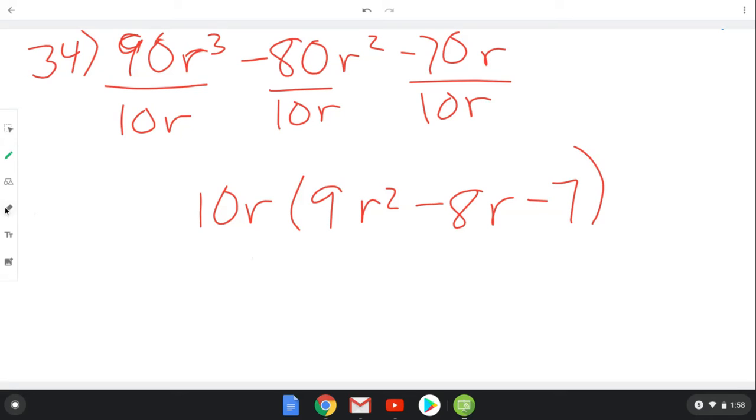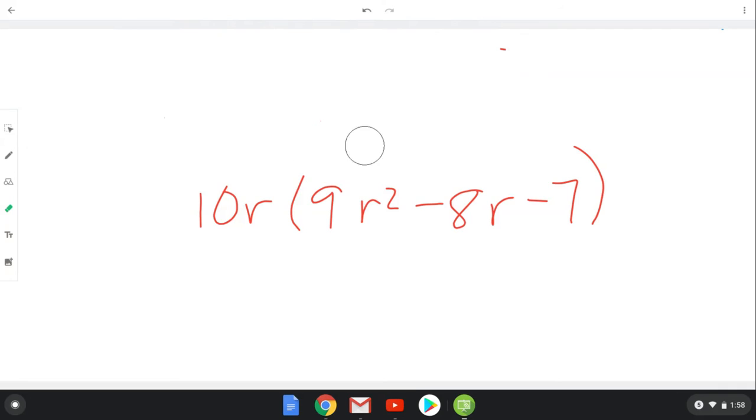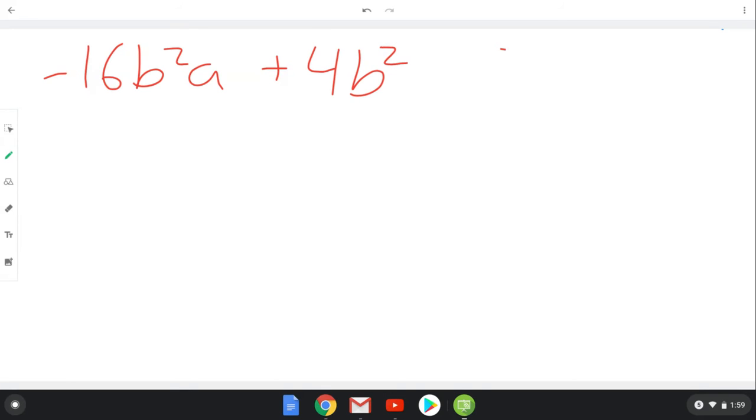All right, so let's do one more example of this. So I'm going to go ahead and erase, and we're going to do number 42 on the worksheet. So doing number 42, we are going to have negative 16b squared a plus 4b squared plus 40b.